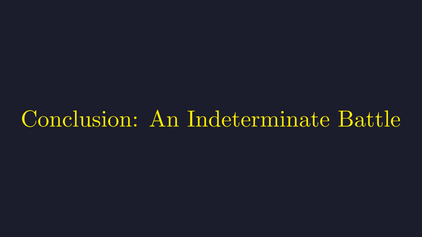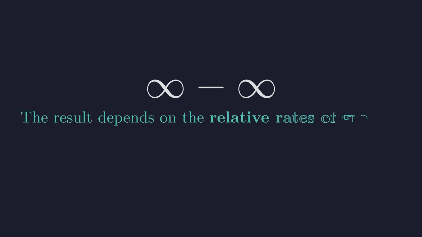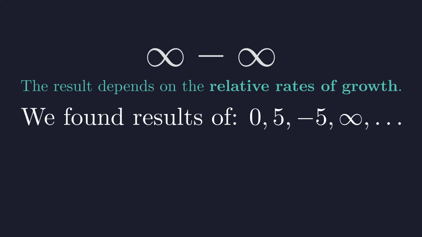So, what is the final answer? Infinity minus infinity is not a number. It is a competition between two quantities, both growing without bound. The outcome depends entirely on the relative rates at which these two infinities approach their limit. We have seen that the result can be 0, 5, -5, infinity, and with slight modifications, any real number you can imagine. This is why it is called an indeterminate form. The form itself does not determine the answer.